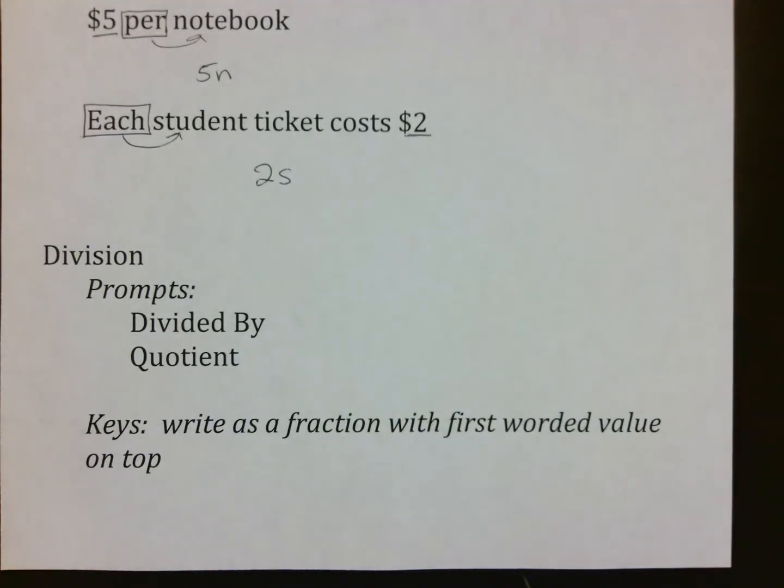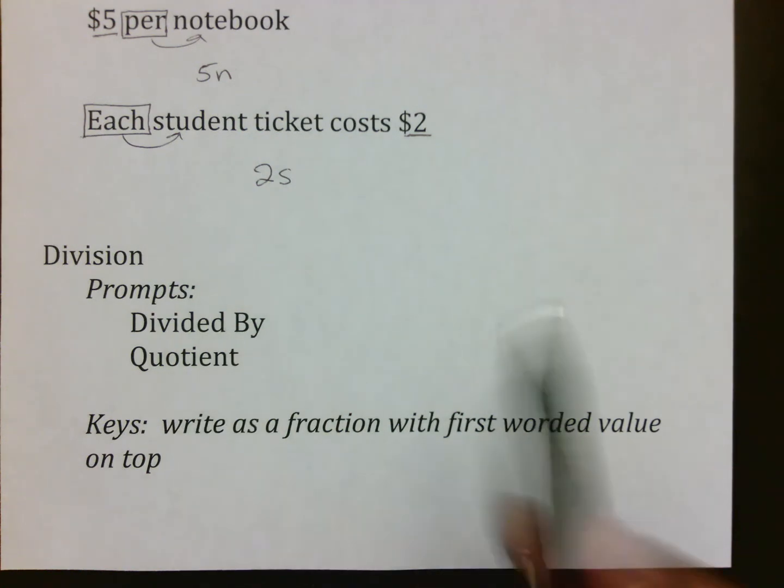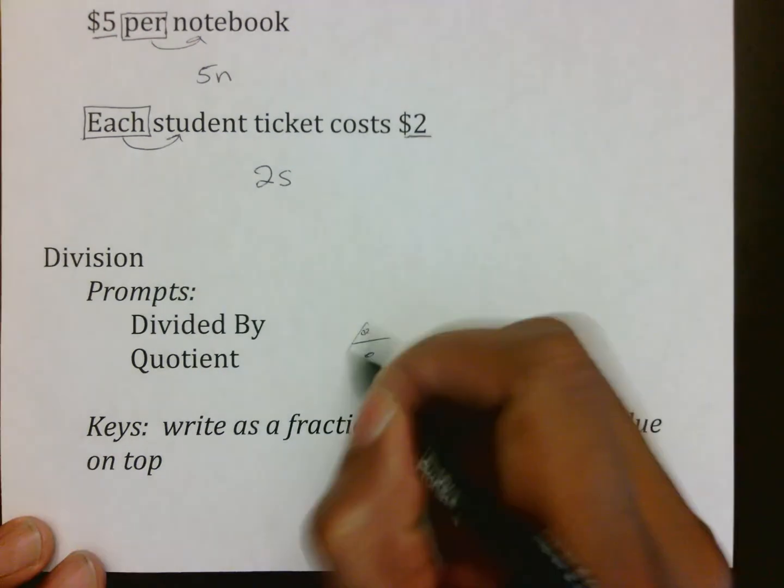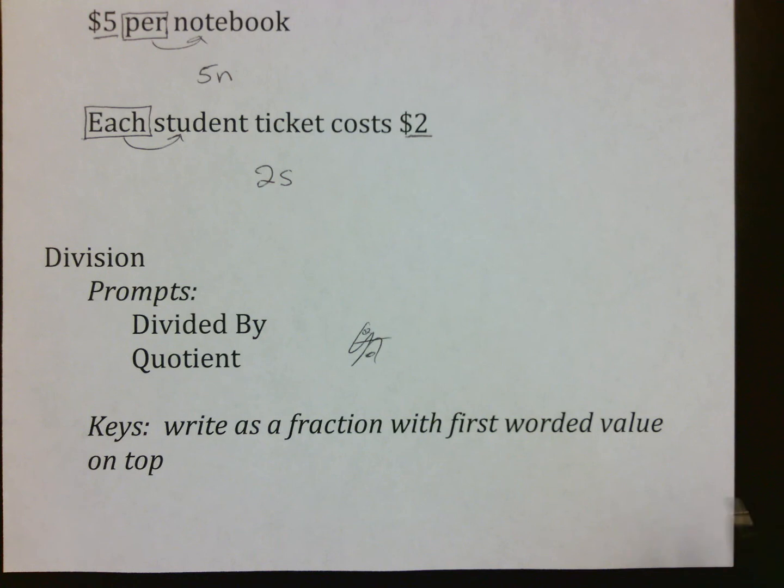In terms of division, easy enough. Your prompts are "divided by" and the weird word "quotient." The key on this is that we do not use the division sign in algebra anymore, so you're going to write it as a fraction with the first worded value on top. So whatever is first goes on top, whatever is second goes on the bottom, and that is the crucial part you have to be careful about.